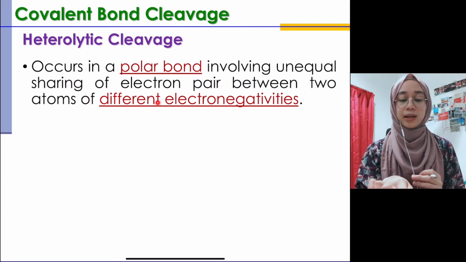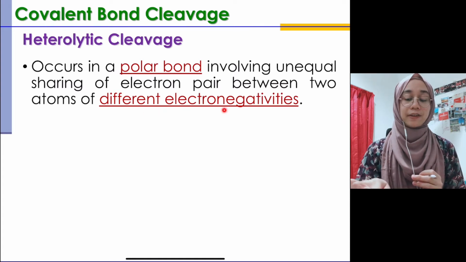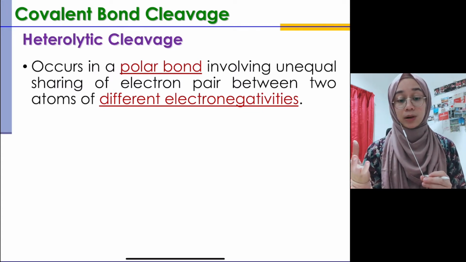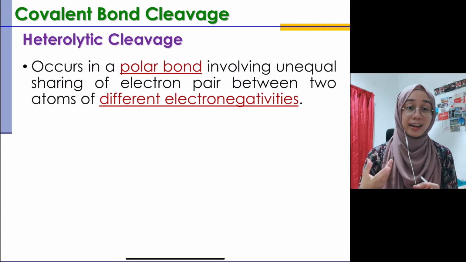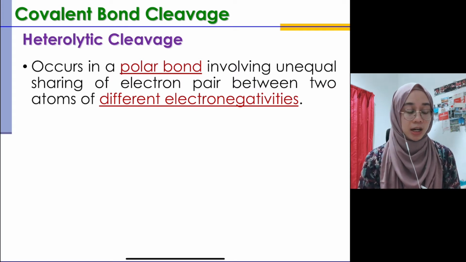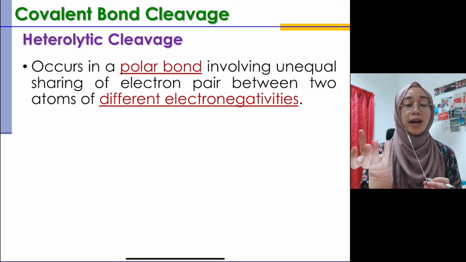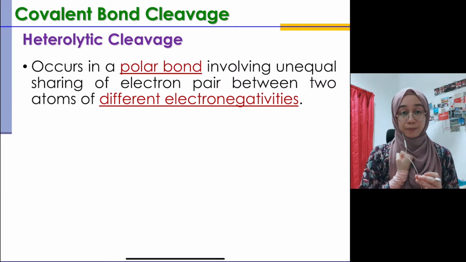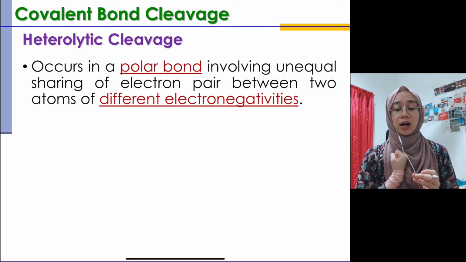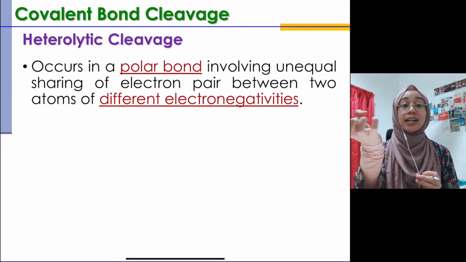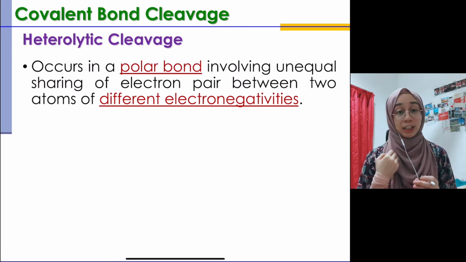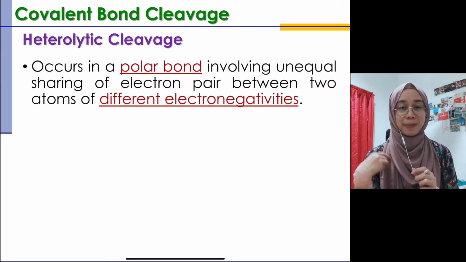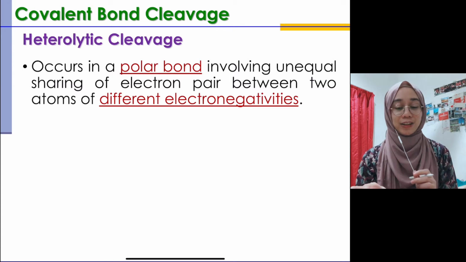So bila polar bond ni, because the two atoms that have different electronegativity kan, bermaksud the one that has a higher electronegativity, bermaksud electron density dekat situ lagi besar. Ingat tak electronegativity punya definition? Electronegativity is the tendency of an atom to attract electron towards itself. Okay, so kalau lagi tinggi electronegativity dia, lagi senang dia tarik elektron ke arah diri dia. Kalau less electronegativity, elektron tak berapa nak pergi dekat dia sangat. Okay, so kuranglah elektron kat situ.